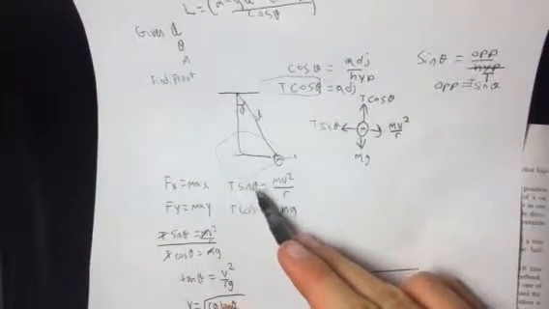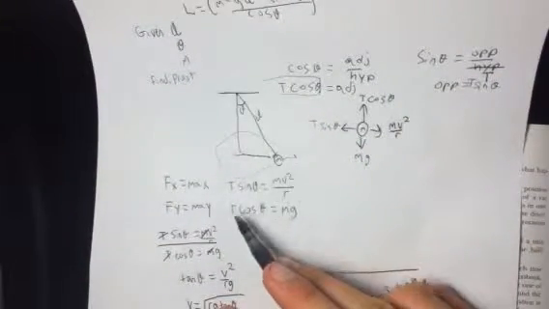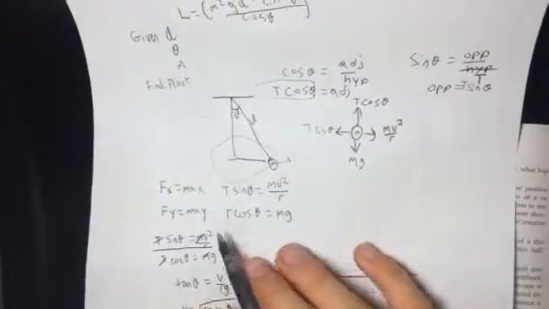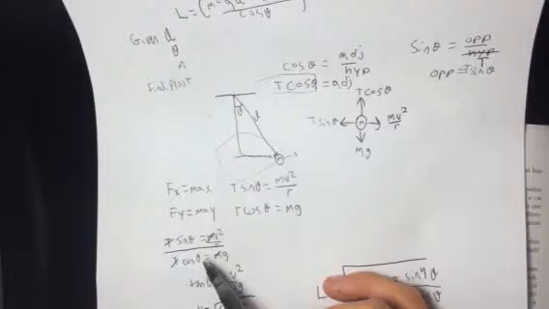So what we have to see here is we have two formulas already. T sine theta is equal to mv squared over r. T cosine theta is equal to force of weight. So we can actually divide these two formulas together.